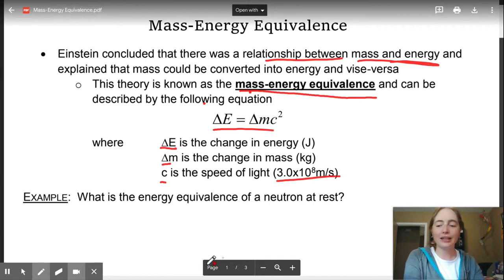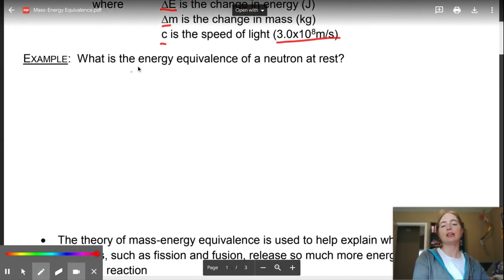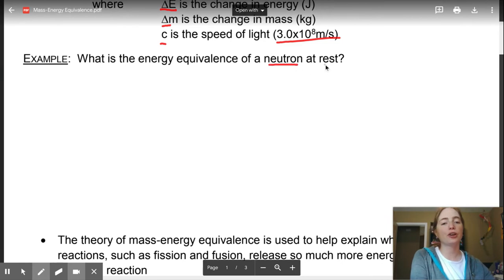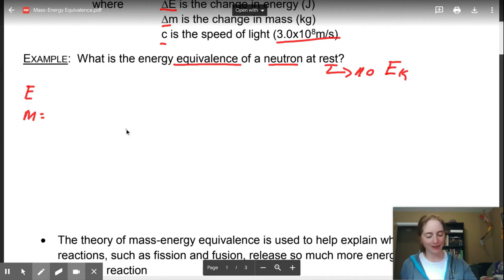So, ladies and gentlemen, let's do a quick example with this equation. What is the energy equivalence of a neutron at rest? At rest tells us that there is no E_k that we need to worry about. Okay, so we are looking for the E. What is the mass energy equivalence of a neutron? Well, what is the mass of a neutron in kilograms, ladies and gentlemen? Where are you going to find that?